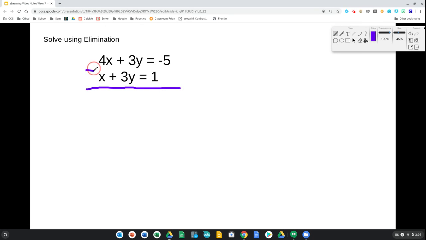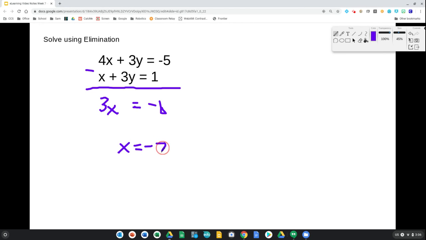And so let's subtract here. 4x minus x would be what? Okay, that's going to be 3x. 3y minus 3y, those eliminate. That becomes a 0. And then over on the number side, what do you get when you take negative 5 minus 1? Okay, that would be negative 6. So now we're down to an equation that we can solve. And what do you get for x? All right, we end up with x is equal to negative 2 because you take negative 6 divided by 3.